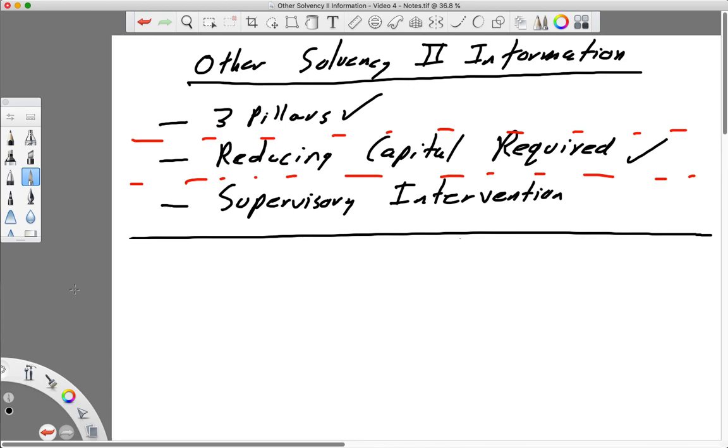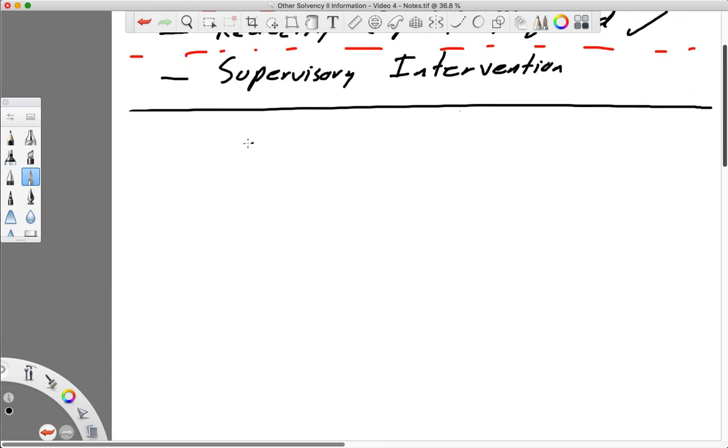Hi everyone, and welcome back to this lecture on other Solvency II information. We have one piece left to go, and it's relatively short. It's all about supervisory intervention, which just means when the regulator gets involved in the running of a company. So let's give ourselves this title.